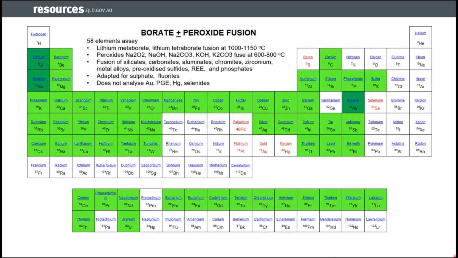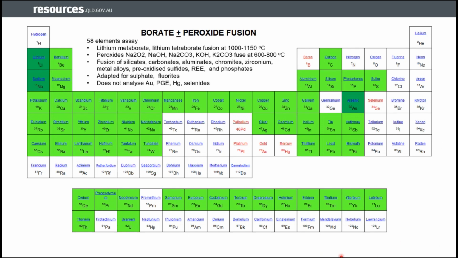The third one is borate fusion. I put the words plus or minus peroxide because some labs combine the two together. Although it's advertised as peroxide, borate, they do use peroxide as mixing. So when you send for peroxide fusion analysis, make sure that it's just peroxide or it's borate, because some of them mix them. When we talk about borate, there are two fluxes that we use. One is lithium metaborate and one is lithium tetraborate. They have different fusion temperatures, going from about 1,000 to 1,200 degrees Celsius.